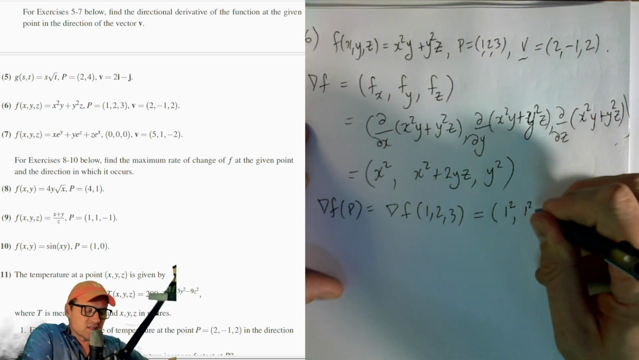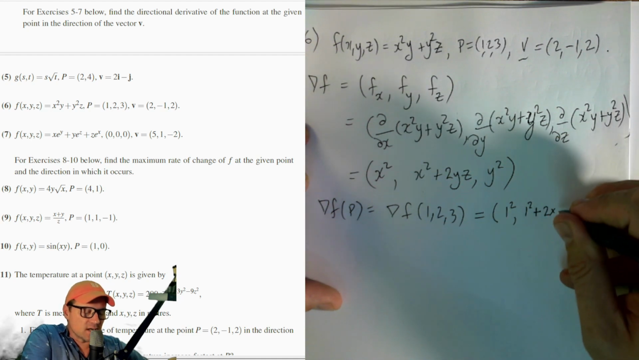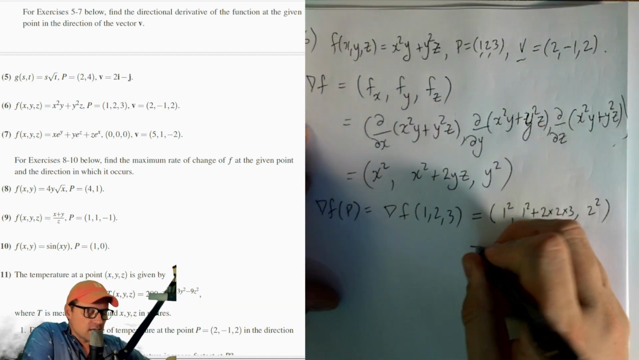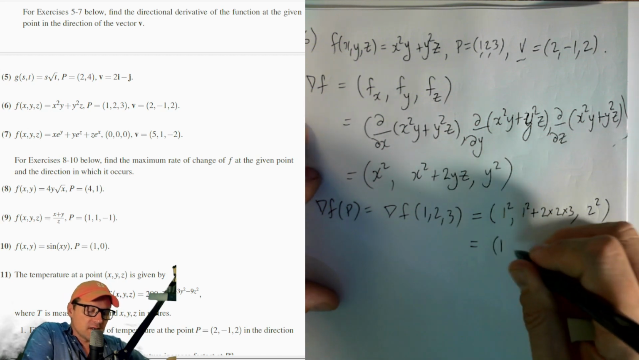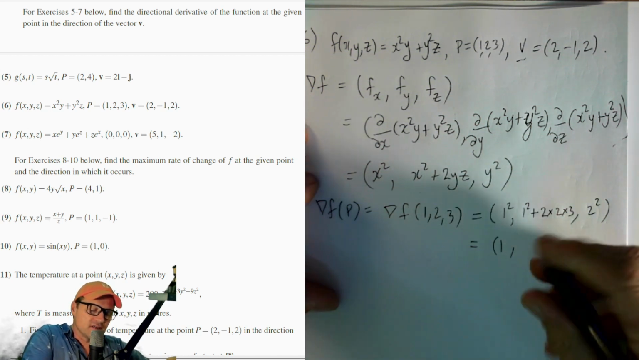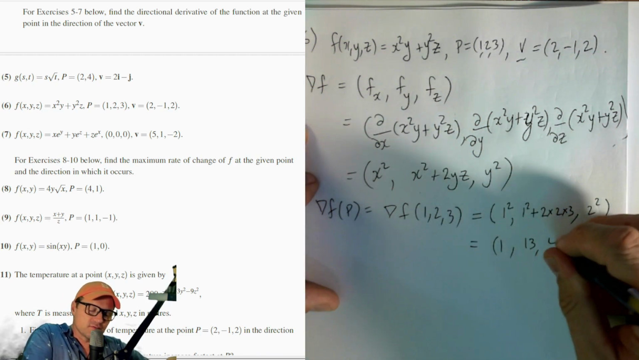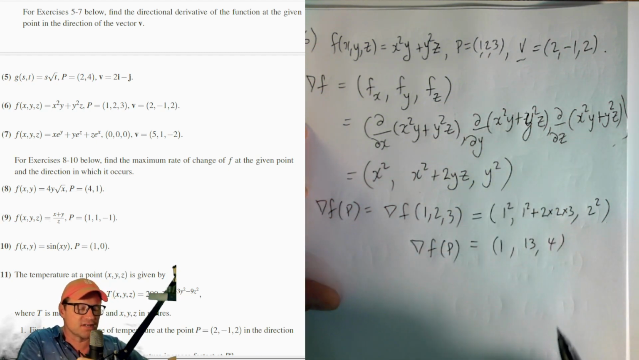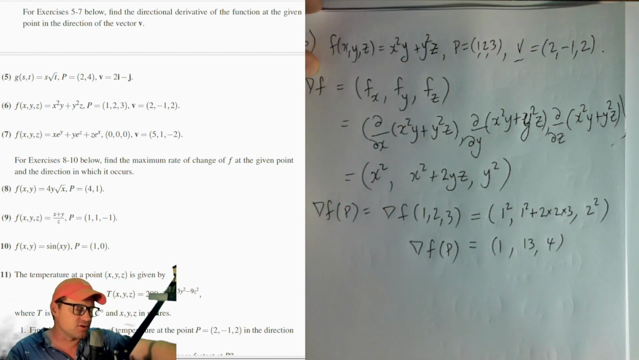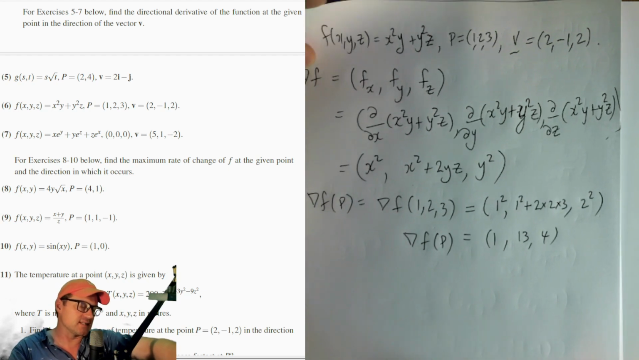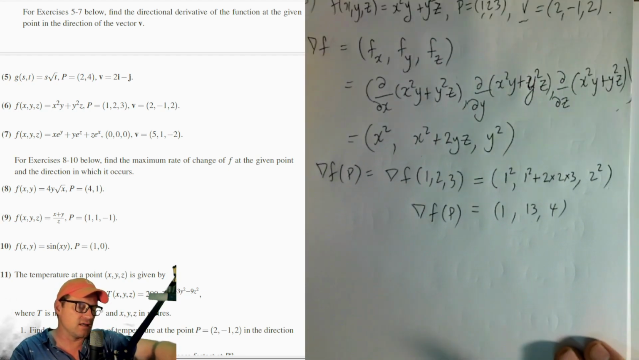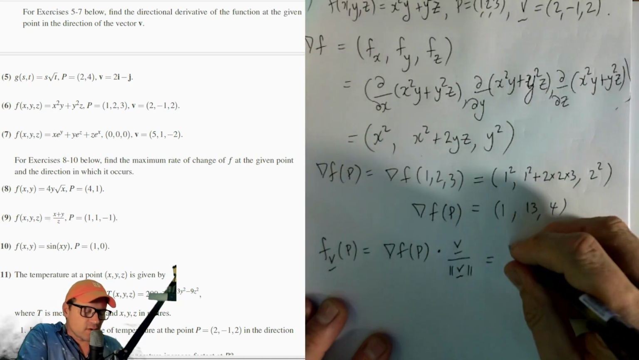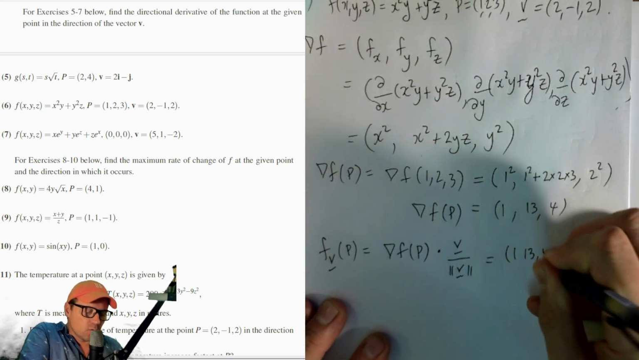Then we have 1 squared plus 2 times 3. And then we have 2 squared. And so we get 1 plus 12 is 13. 2 squared is 4. So grad f at P is the vector 1, 13, 4. Okay, now for the directional derivative, which is the slope of the function f in the direction of the vector v at the point P. So we have 1, 13, 4.